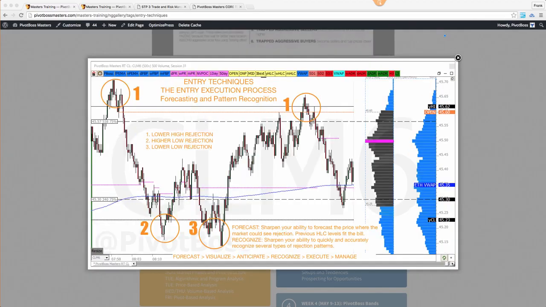So here's another example, and this is earlier in the day. So basically this is from the current session again, and this is forecasting and pattern recognition. So when we talk about our entry execution process, remember down here: forecast, visualize, anticipate, recognize, execute, manage. And this one deals with forecasting and pattern recognition.